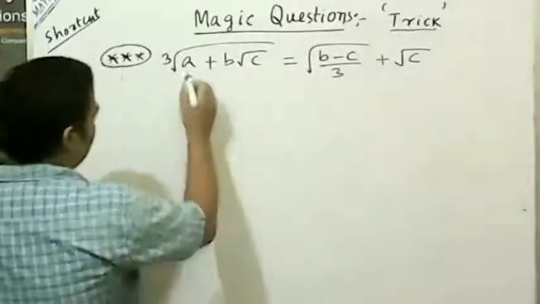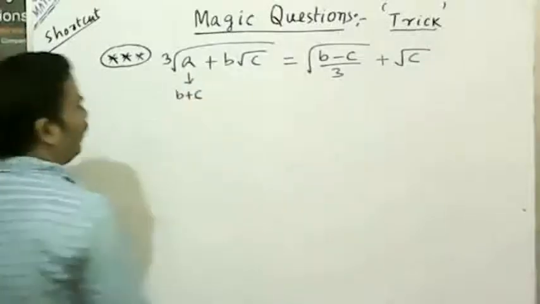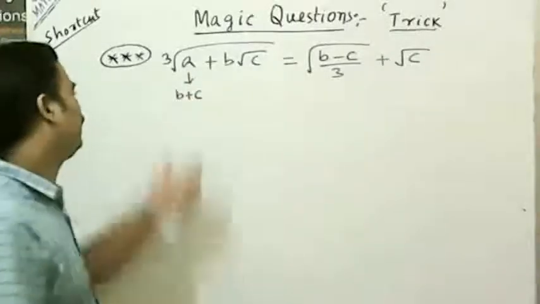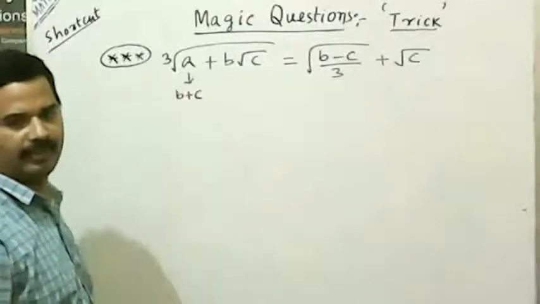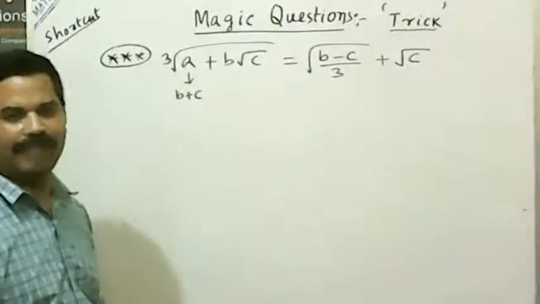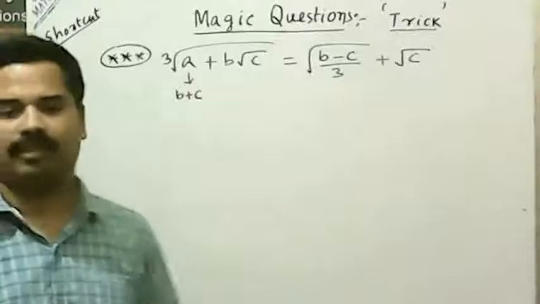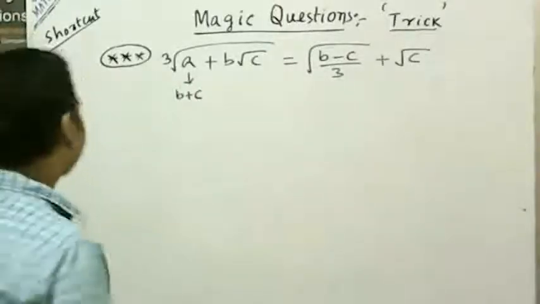Then what is the concept here? This value is equal to the sum of b plus c value. This is the sum of these. The trick is there. You can verify it by taking another example, whether it is right or not.